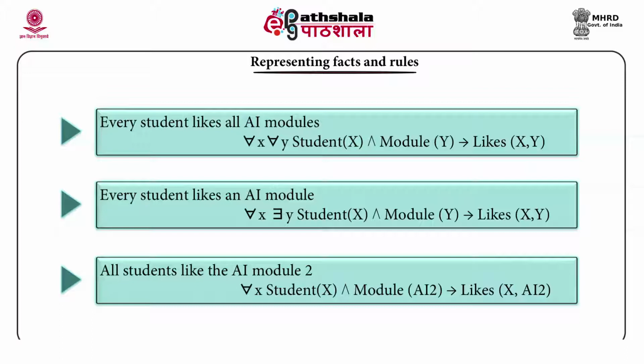Now, the statement is the same, the quantifier is different. Here, not every student likes all modules. Some student likes some module, some other student likes some other module. It is different for different students. Okay, so you can see that there is an existential quantifier for y.